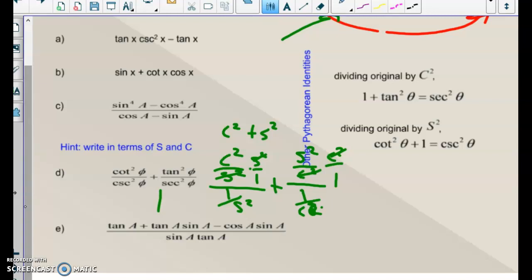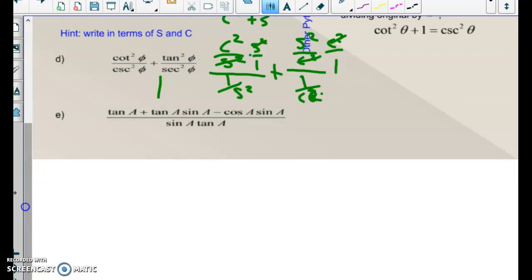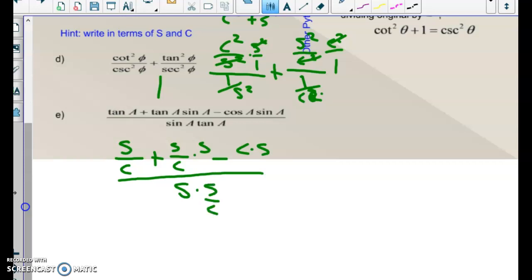Alright, let's see if we can make a little room for this one. And I'm going to change it into, this one doesn't look as nice, so let's rewrite it as sine over cosine plus sine over cosine times sine minus cosine times sine, all over sine times sine over cosine. And to do this, I'm going to want to simplify as best I can.